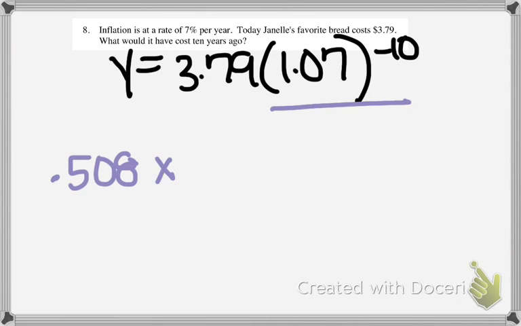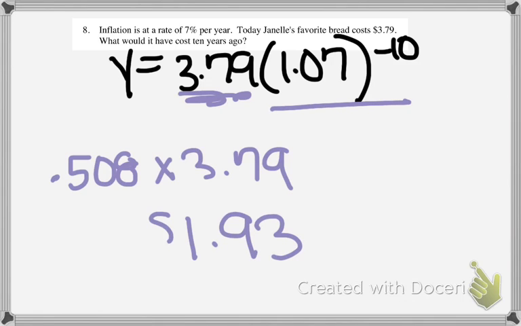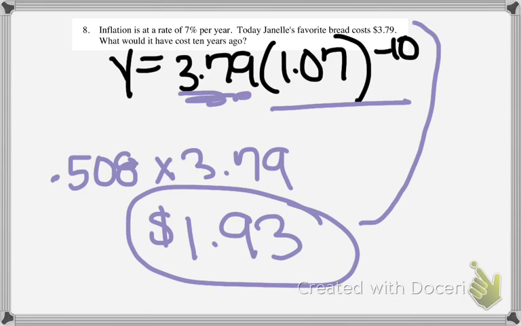And we're going to multiply that by 3.79. And when we do that, our final answer is going to be 1.93. Because it's asking for a cost, we'll put the money value. And now we have our answer to the problem. So, 10 years ago, Janelle's favorite bread cost $1.93 rather than $3.79, which it costs today.